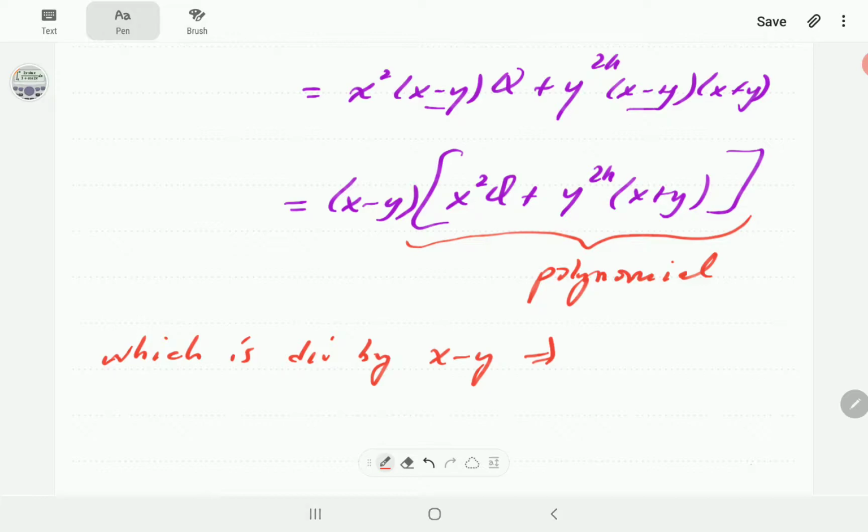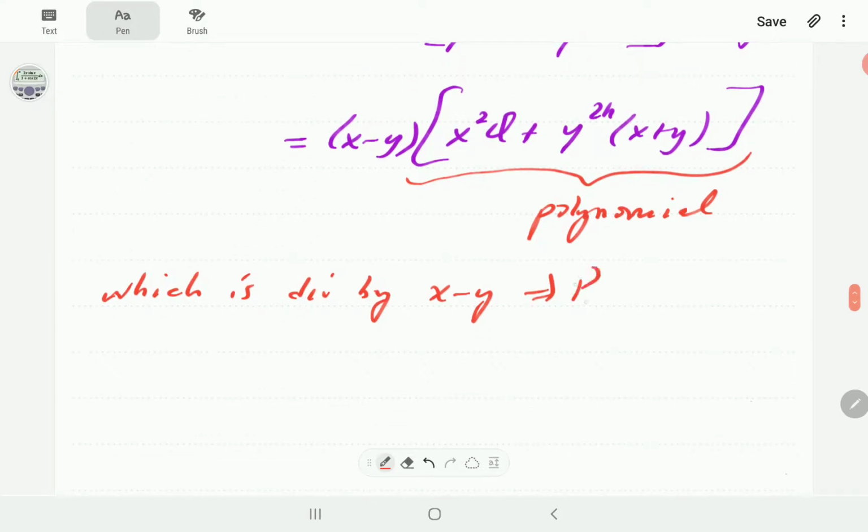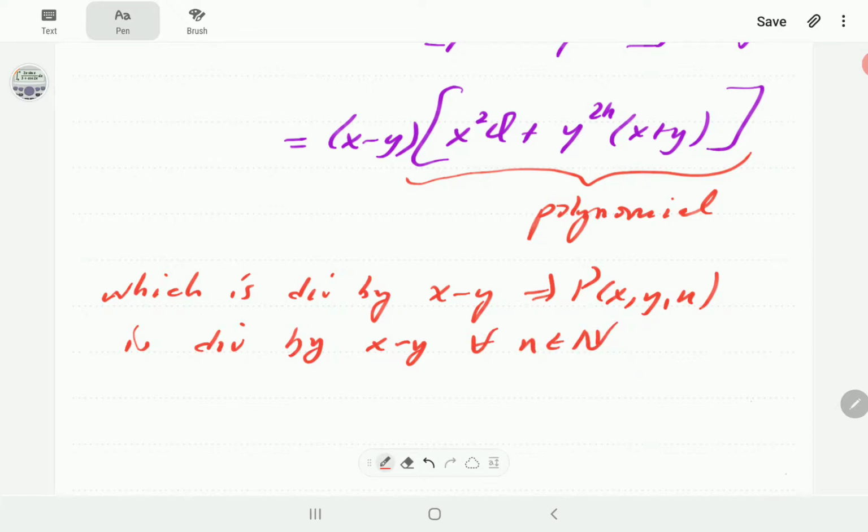So that is telling us that p of x, y, n is divisible by x minus y for all values of n that are counting numbers. So yeah, that brings us to the end of part D.